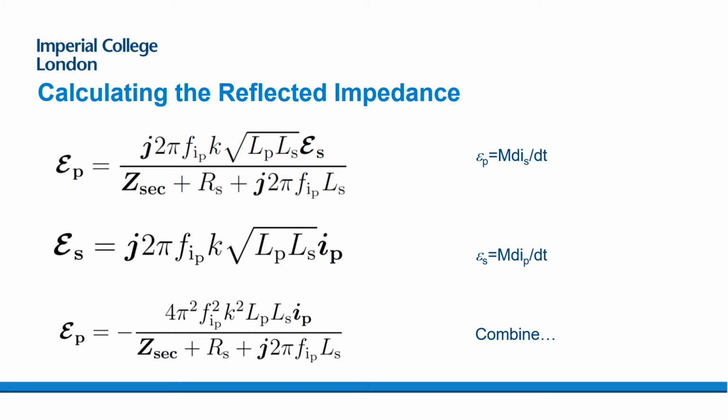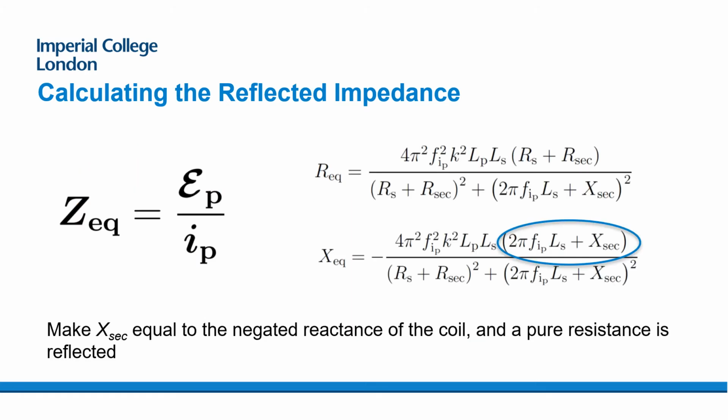I'm using f instead of omega here, even though it comes with the 2 pi component in the equation, simply because we're used to looking at f as being 6.78 or 13.56 megahertz when it comes to high frequency IPT. If we then divide the primary side induced voltage by the primary side current, we can write an equivalent impedance, and that is what we call the reflected impedance from the secondary back to the primary. And as you might expect, in its generic sense, it has both real and reactive parts.